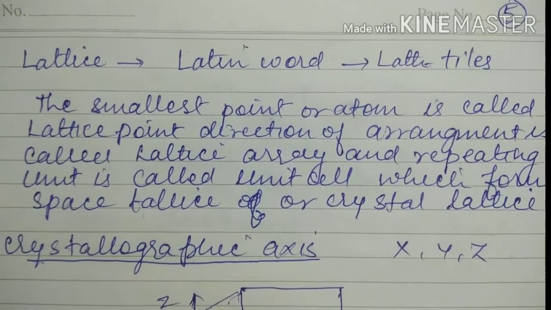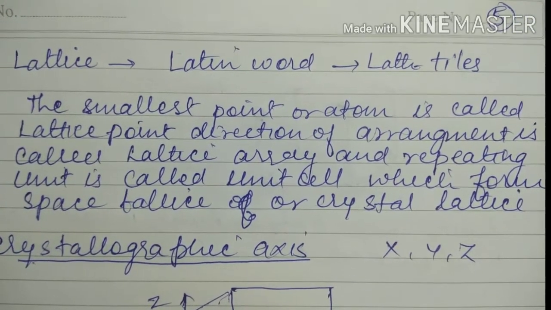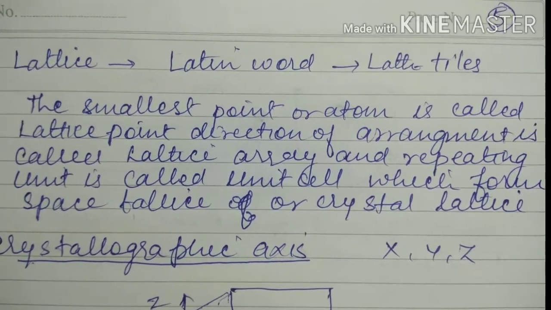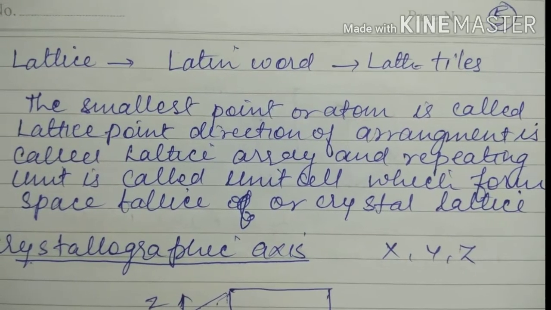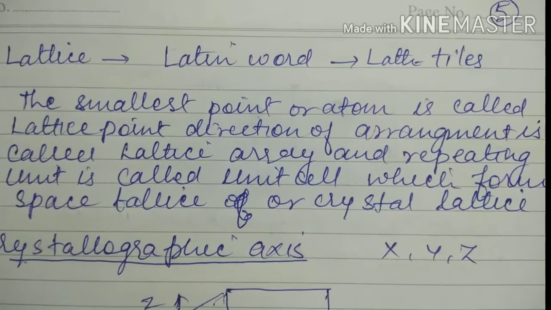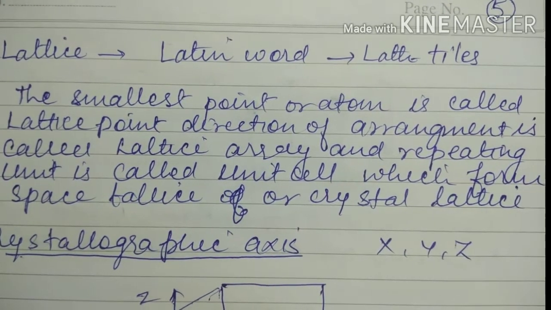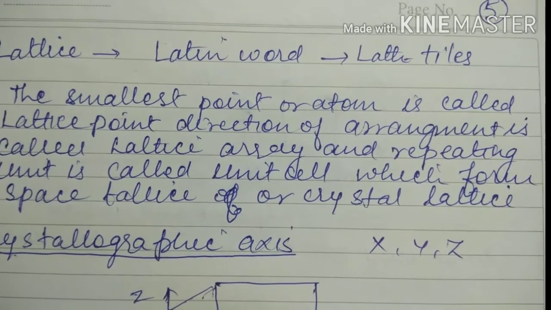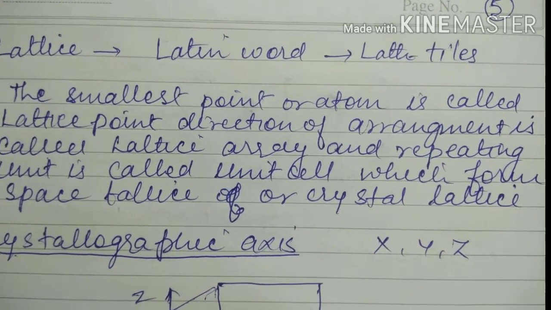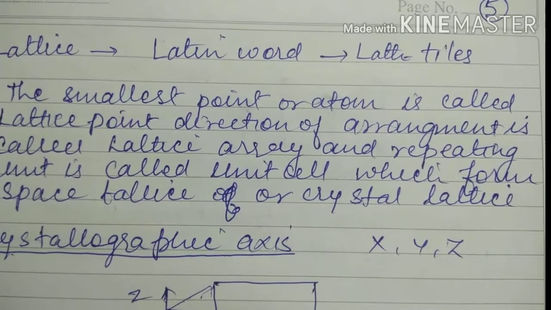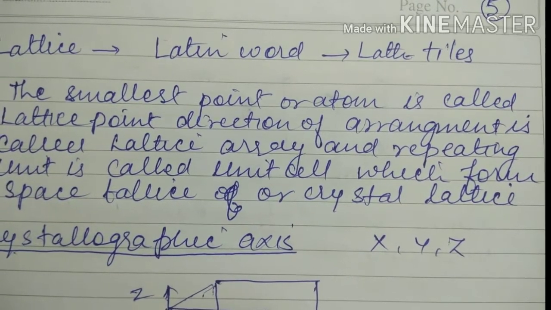Now here I write the definition. Lattice is a Latin word. Lathe means tiles, that is, bricks. The definition is: the smallest point or atom is called a lattice point. The direction of arrangement is called a lattice array. And the repeating unit is called a unit cell, which forms a space lattice or crystal lattice.